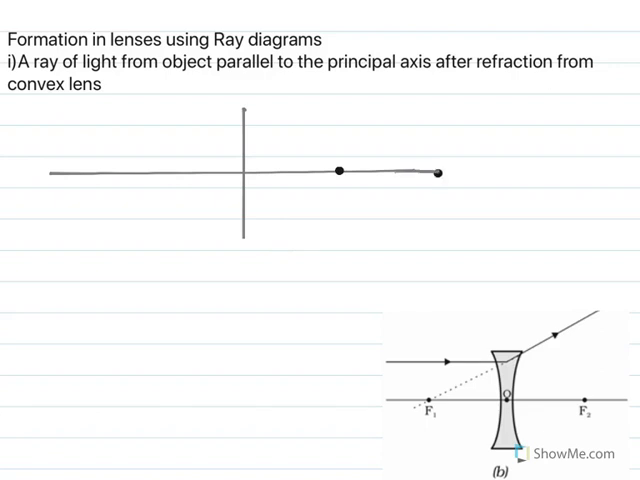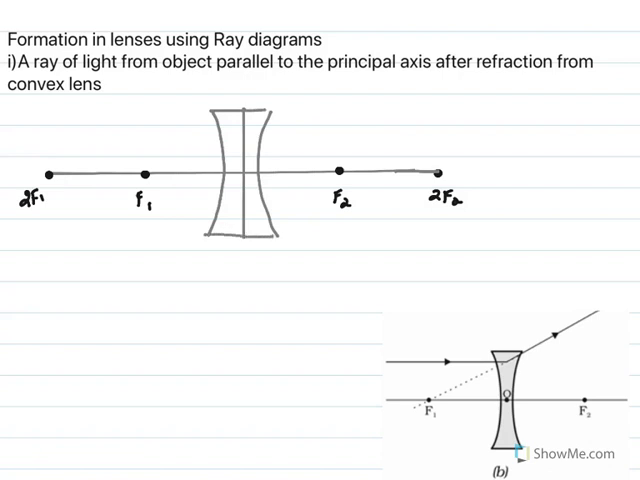Then on the other side, 4 equidistant points. We mark these points as 2F1, F1, then this is F2, 2F2. And freehand you draw the concave lens. This is the concave lens. You draw a thin lens.